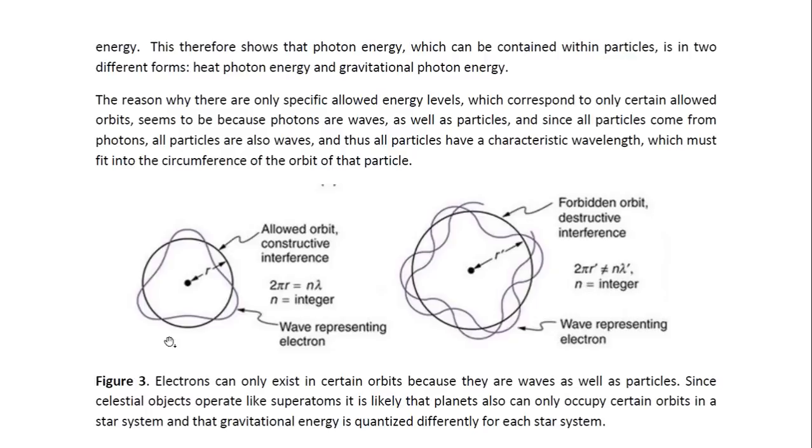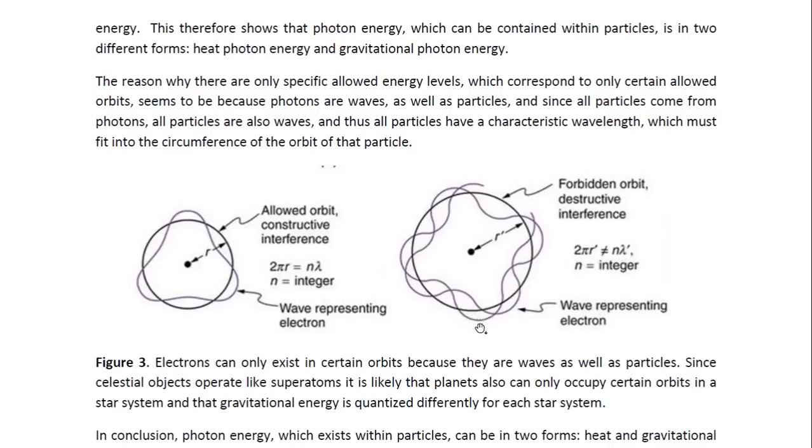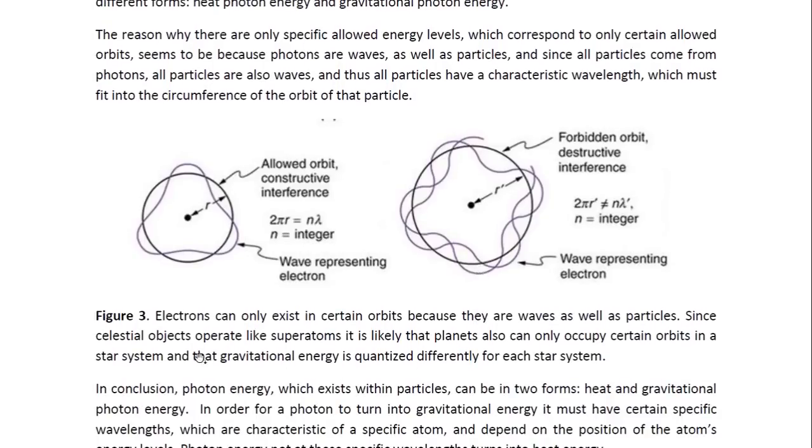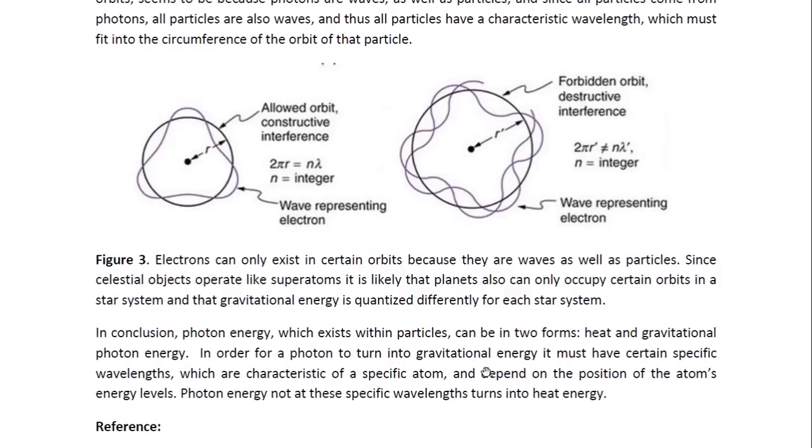It has to fit exactly, so that when we put it together end to end, if it ends at a crest, then we must put it together with the crest of a wave. And if we increase the circumference of the orbit, so it moves to a higher orbit, and this wavelength doesn't fit on that orbit, so crest does not come to crest, then that orbit is not allowed. And this is what's shown here. As you can see, this orbit cannot be fitted here, so this orbit would not be allowed in a certain atom. Since celestial objects operate like superatoms, it is likely that planets also can only occupy certain orbits in a star system, and that gravitational energy is quantized differently for each star system.